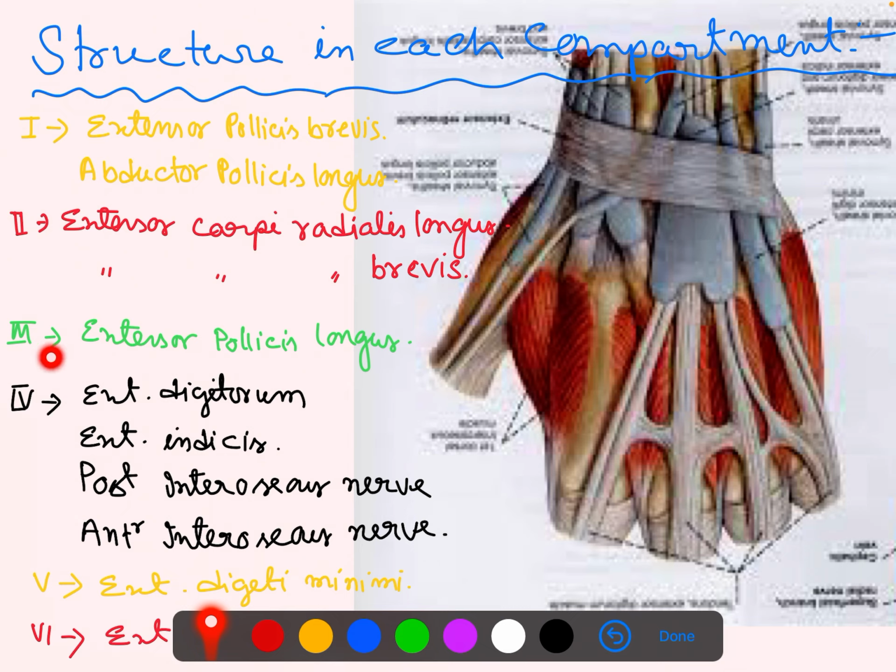In the third compartment, the extensor pollicis longus. This is the third compartment.